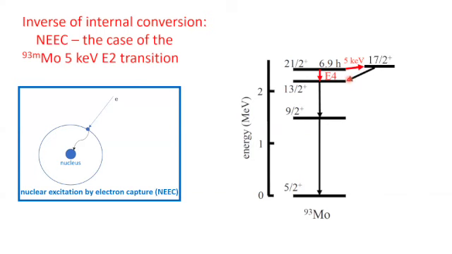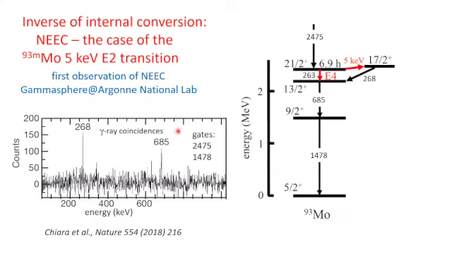Other people have tried to do this with a beam-based experiment. In particular, Chiara and co-workers published a Nature paper in 2018, claiming to have pinned down this pathway using a beam of molybdenum-93 cascading down through the isomer, excited up, and then going down to the ground state. And they published some quite interesting gamma ray coincidence spectra, one of which is shown here, which seem to show this 268 keV gamma ray is the one that shows it's gone up through this pathway.